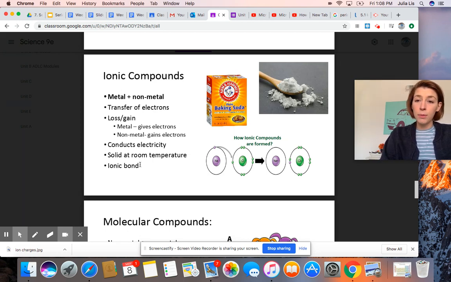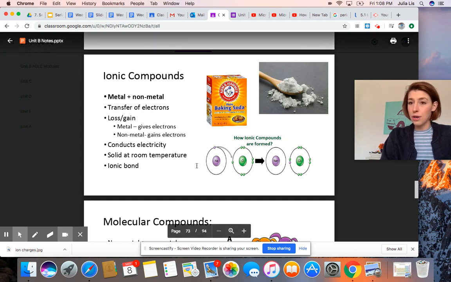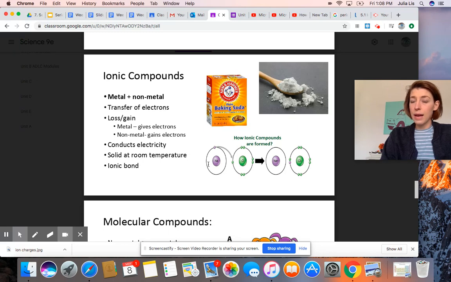They also have what we call an ionic bond. And so that is because we have an exchange of electrons. So one element is going to lose an electron and one's going to gain. Again, metals are givers, nonmetals are takers. They're greedy.